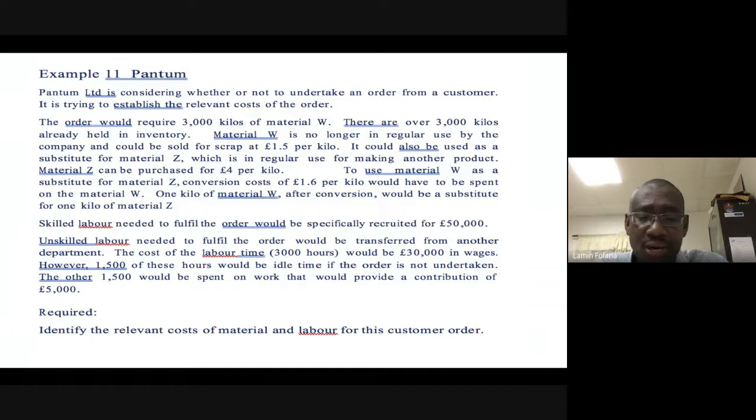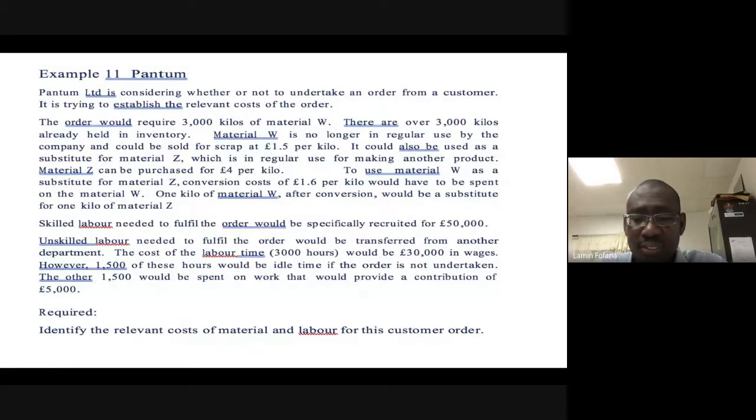The order will require 3,000 kilos of material W. There are over 3,000 kilos already held in inventory. Material W is no longer in regular use by the company and could be sold for scrap at 1.5 per kilo. It could also be used as a substitute for material Z, which is in regular use for making another product. Material Z can be purchased for £4 per kilo.